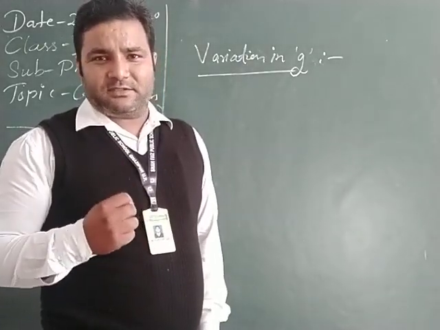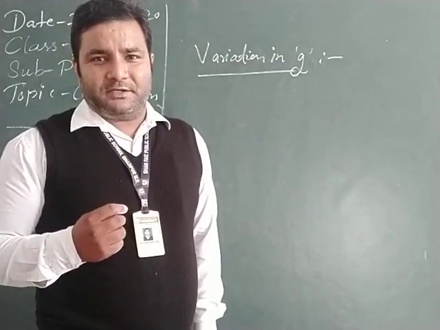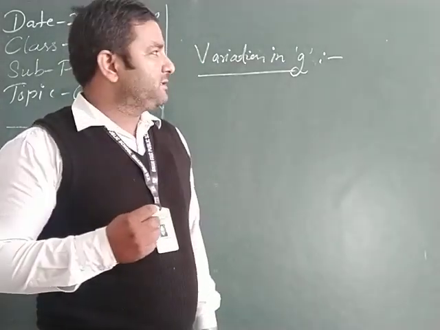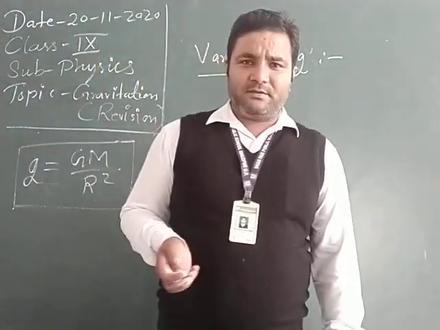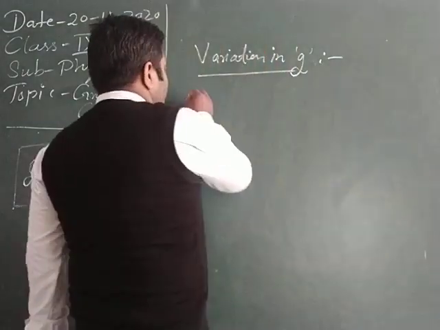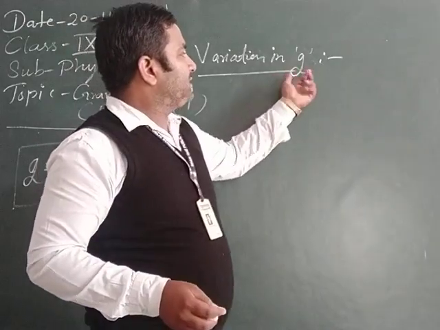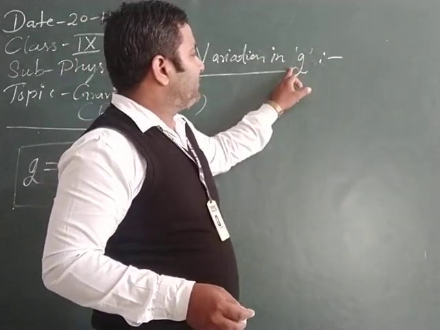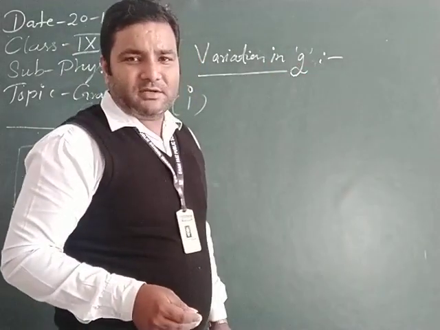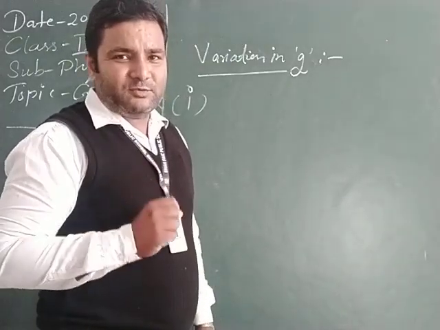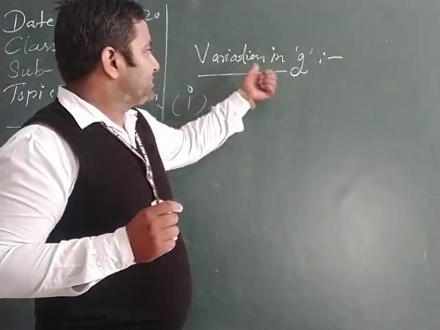First, that is shape of Earth, second, that is effect of altitude, and third, that is effect of depth. So first concept, the value of g here for standard calculation is taken as 9.8 meter per second square, but its value changes from place to place. That is variation in g.